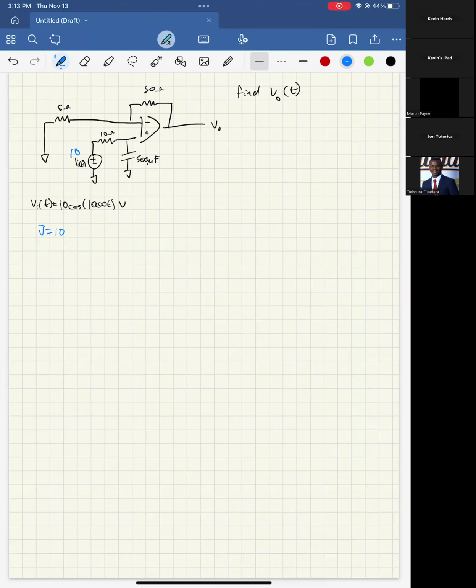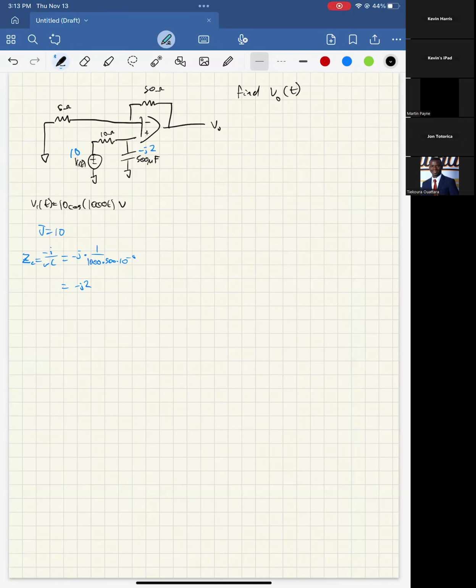For our capacitor, ZC equals negative J over omega C, which in this case is going to be negative J times 1 over 1000 times 500 times 10 to the negative 6. I probably could do that if I thought about it, but I won't mess it up if I put it in my calculator. So let's see what we get. And it's negative J2. Okay, so here we got negative J2, and that's the only thing we have to care about. So now we just solve it like a normal op-amp problem.